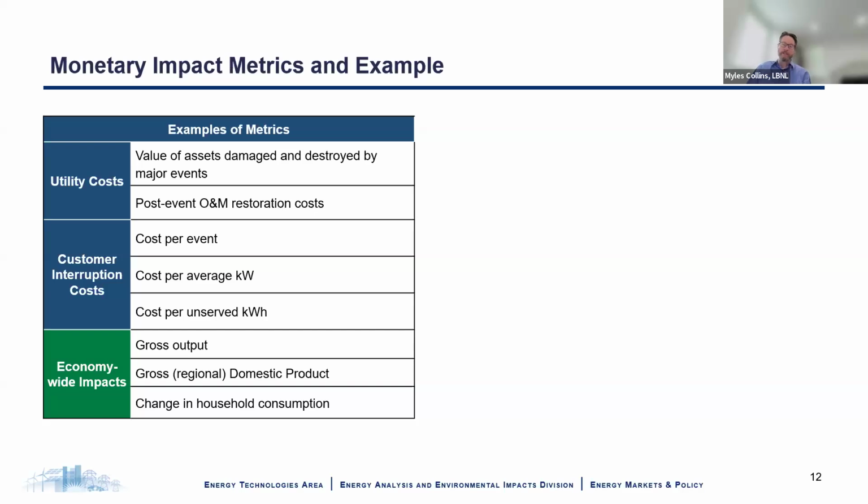So Berkeley Lab has a tool called the ICE calculator. It's used by a number of utilities across the US, and this aggregates customer interruption cost studies that have been conducted across the country and provides estimates of costs for interruptions shorter than 24 hours. These interruption cost studies are conducted by surveying residential, commercial, and industrial customers to determine the costs they incur. And this could be used to measure the value of improving reliability or just eliminating outages or avoiding outages that are 24 hours or less.